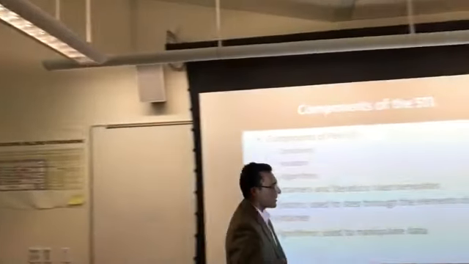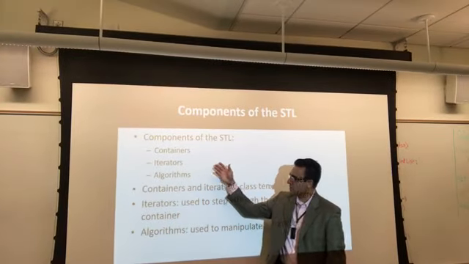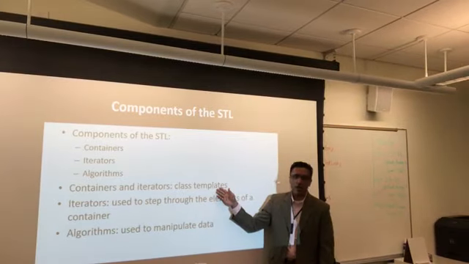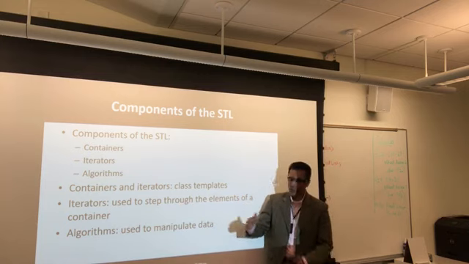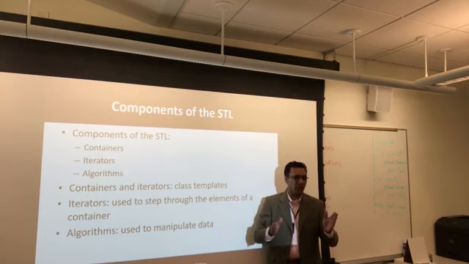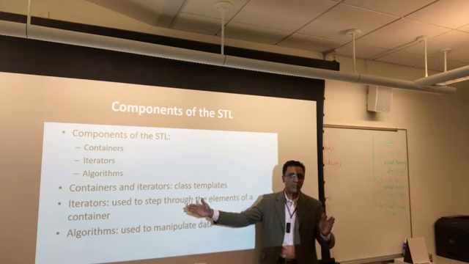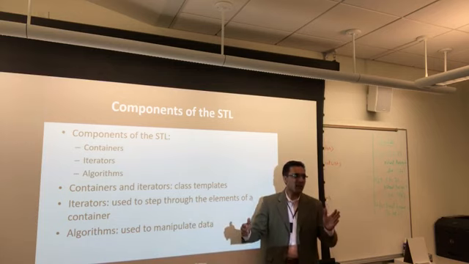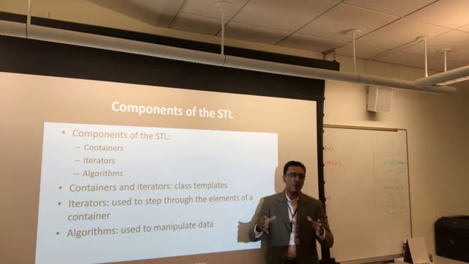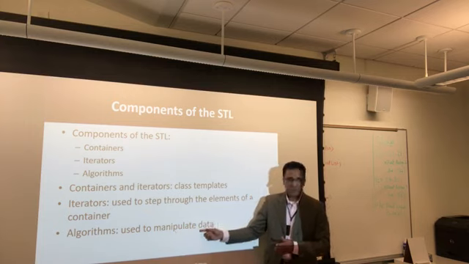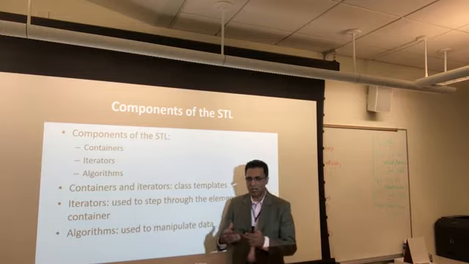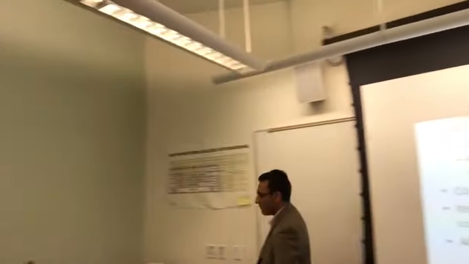So these are the three types of components: containers, iterators, algorithms. Containers and iterators are class templates. So these are available as templates. Your iterators are used to step through. So if you want to go from the start of your list to the end of the list, guess what? We have something available such as the begin function and end function. And you don't have to manage any one of those lists or stacks or queues. It manages it for you. And we'll see how it works. And also we have some of the manipulator tools. We call them algorithms, for how to manipulate the data. All those things will be available to us as well.